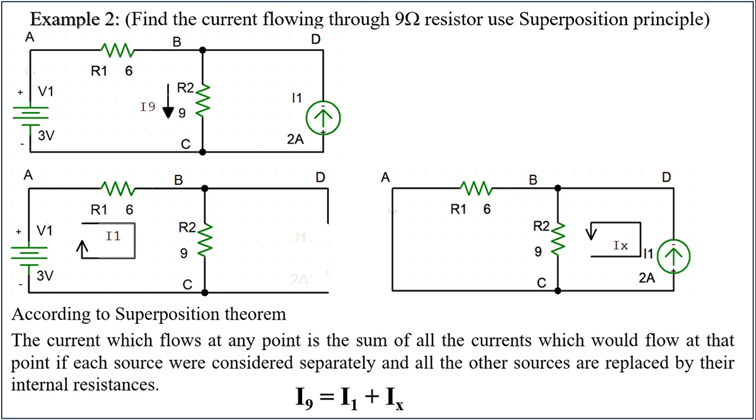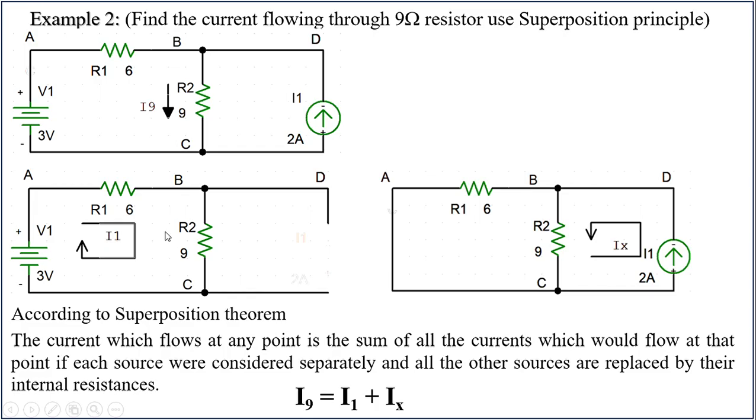In this video, we are going to apply the superposition principle to another circuit having one voltage source and another current source. So the concept is, here I have considered two different sources. One is a voltage source, the other one is a current source, right? Now I want to find the current flowing through I9. I9 is the current flowing through the 9 ohm resistor, that is R2.